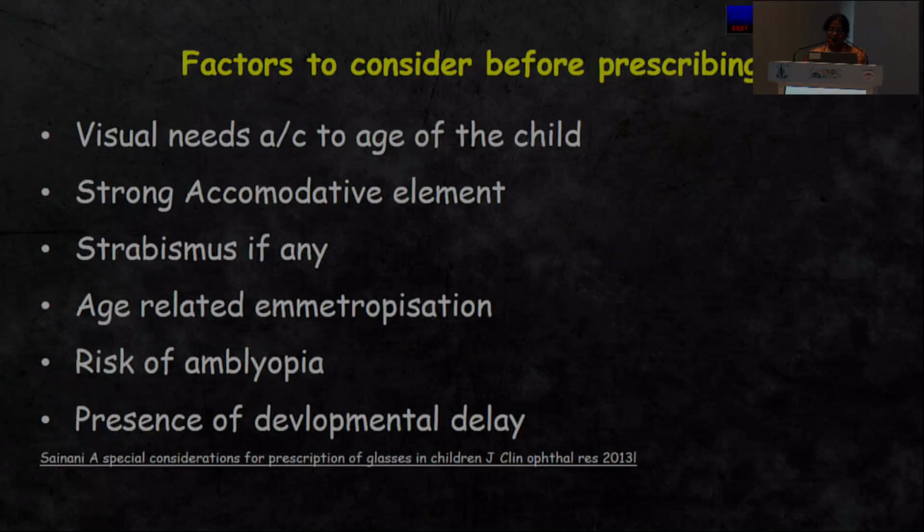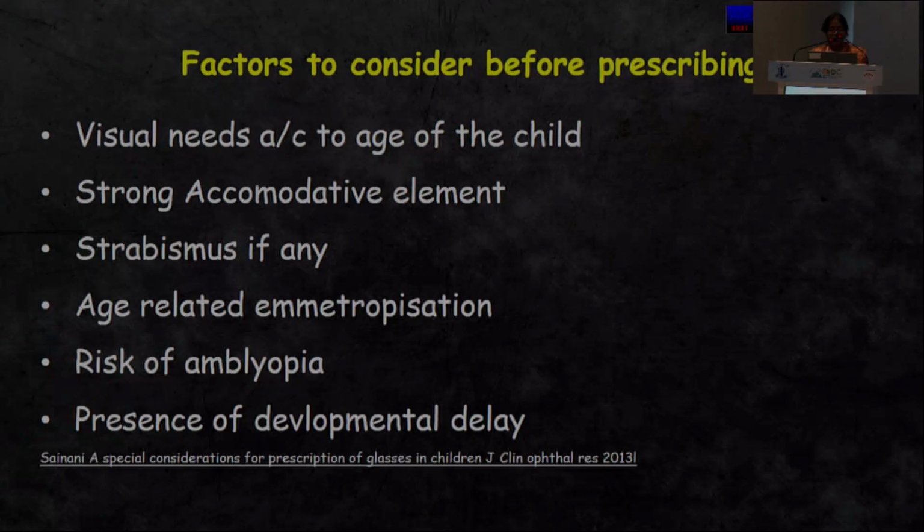There are certain factors that we need to consider before prescribing. First is visual needs according to the age of the child. How do we understand this? For an infant of around 1 or 2 months, the kid would be more interested in the near world, in seeing the mother's face. So a -3 diopter prescription for a 1.5-month-old would behave differently from the same prescription given to a 12-year-old child, right?